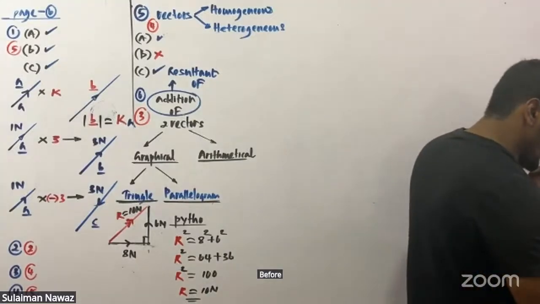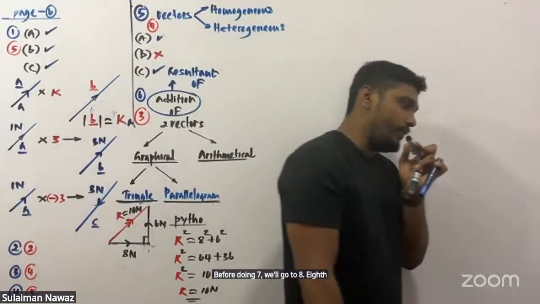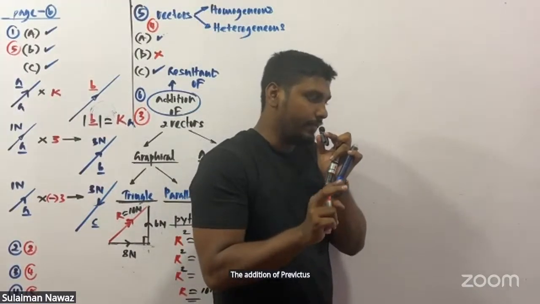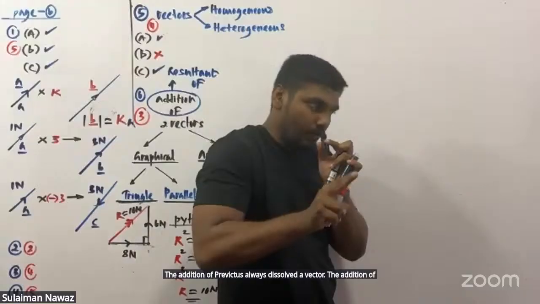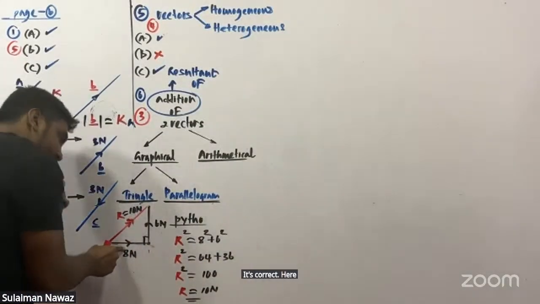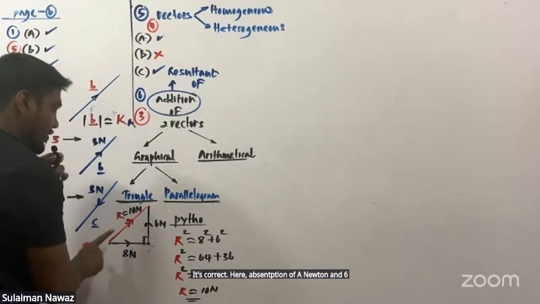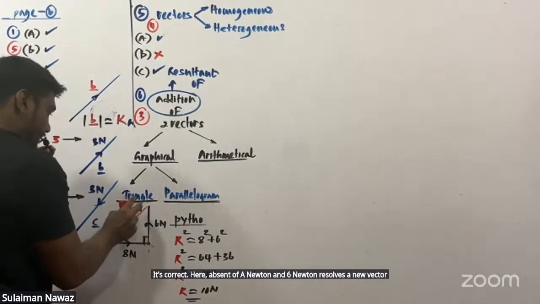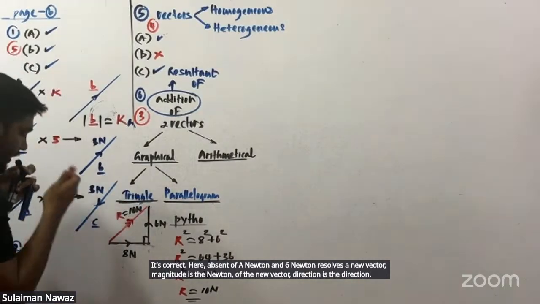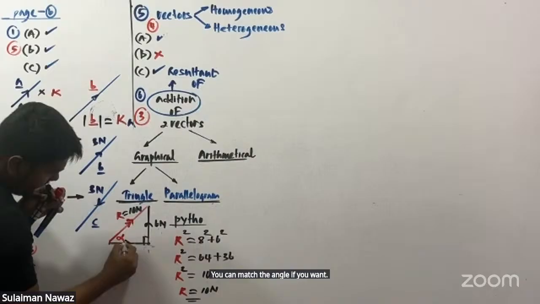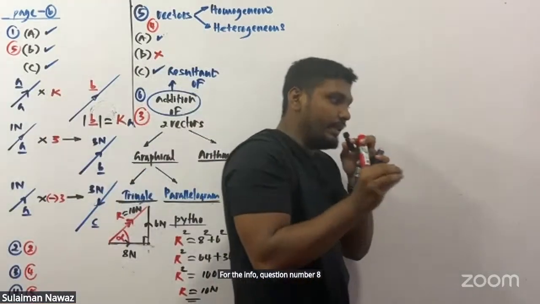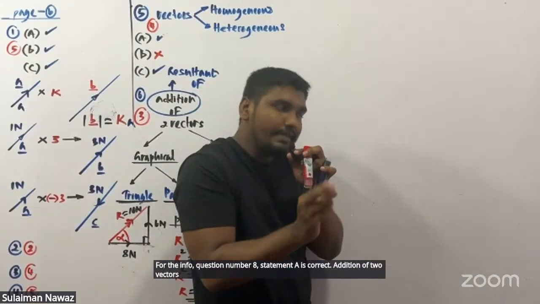Before doing 7, we'll go to 8. Eighth one: consider the following statements. A. The addition of two vectors always results in a vector. It's correct. Here, the addition of 8 Newton and 6 Newton results in a new vector. The magnitude of the new vector is 10 Newton, and the direction is this direction. You can measure the angle of the new vector if you want. So, question number 8, statement A is correct.